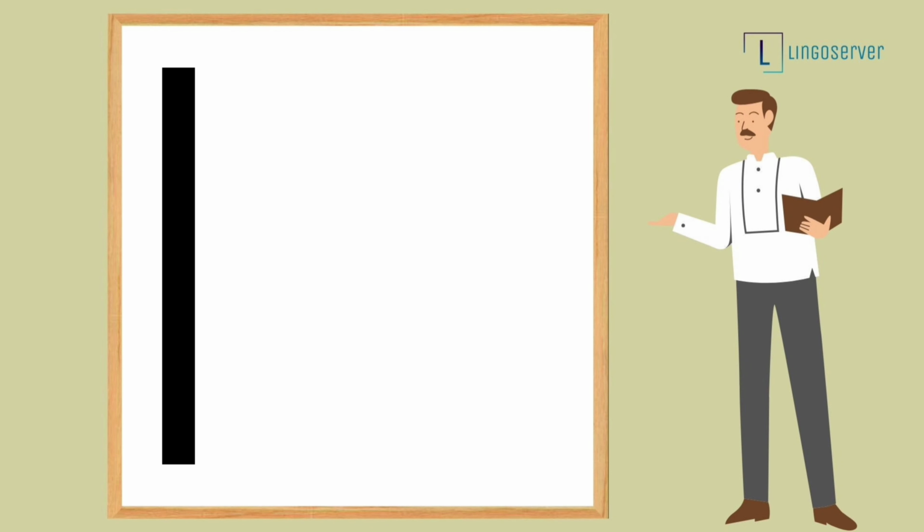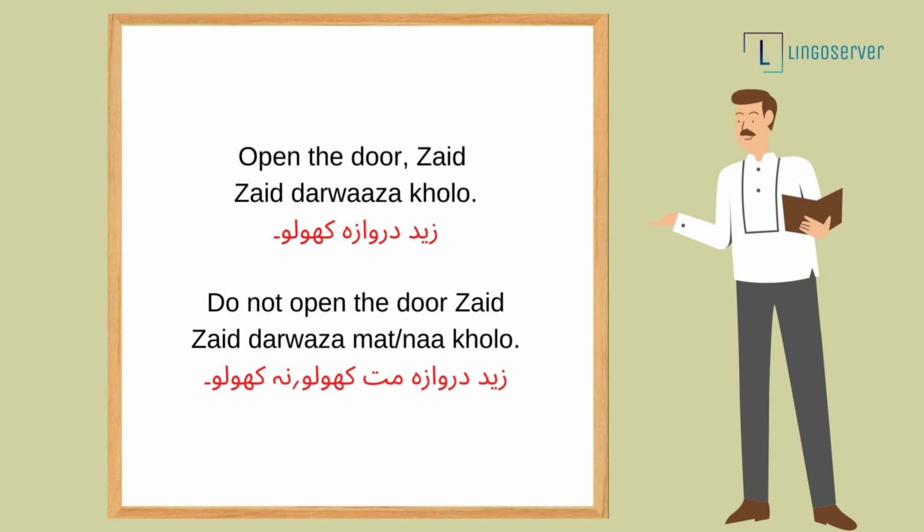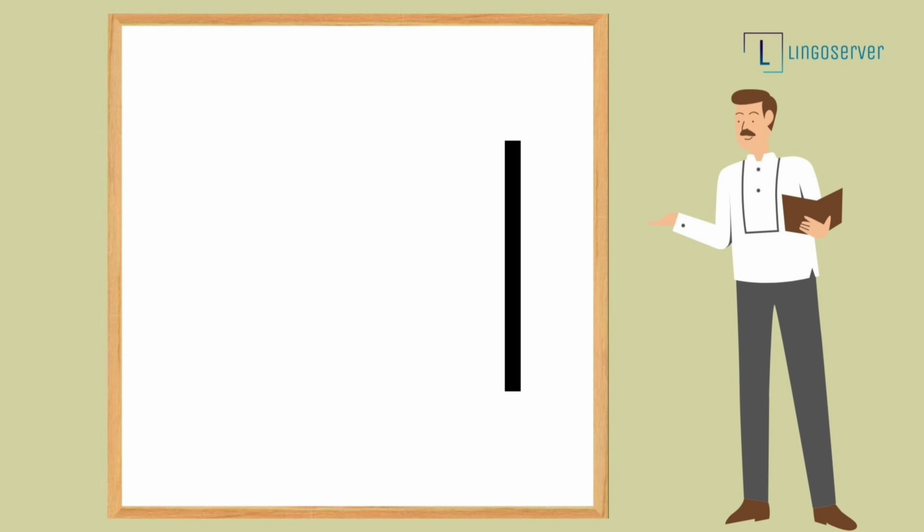As you say, come here, आप लोग यहाँ आओ. Do not come here, सब लोग यहाँ मत आओ, or सब लोग यहाँ ना आओ. Give me my pen, मेरा कलम मुझे दो. Do not give me my pen, मेरा कलम मुझे मत दो, और मेरा कलम मुझे ना दो. Open the door, Zaid. Zaid, दरवाज़ा खोलो. Do not open the door, Zaid. Zaid, दरवाज़ा मत खोलो, or Zaid, दरवाज़ा ना खोलो.